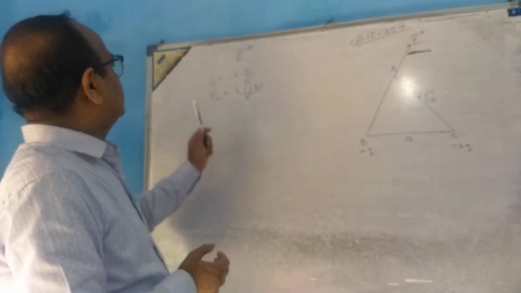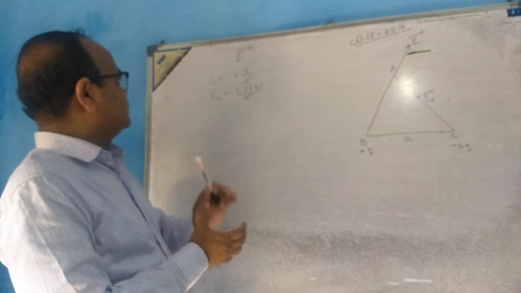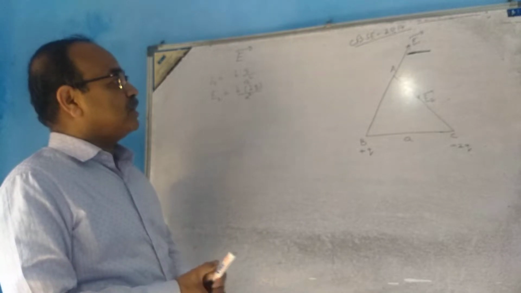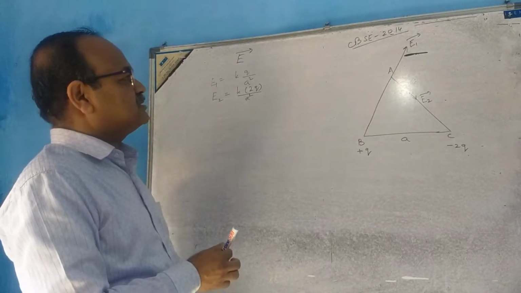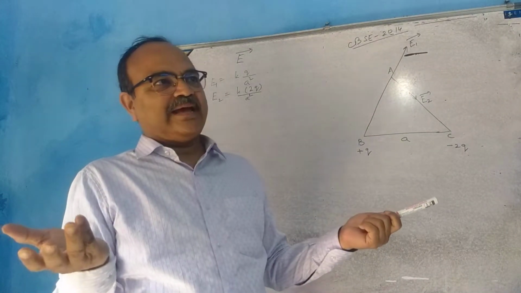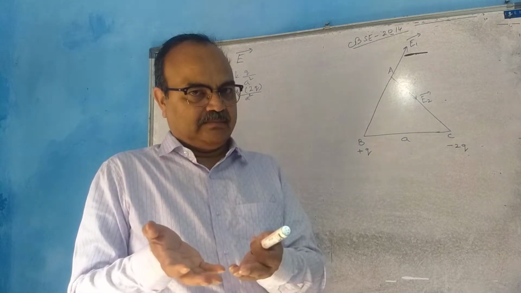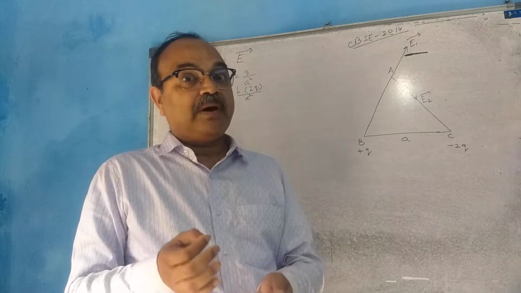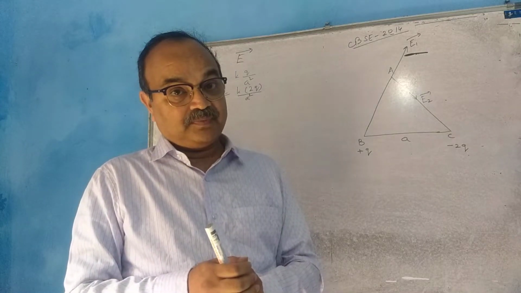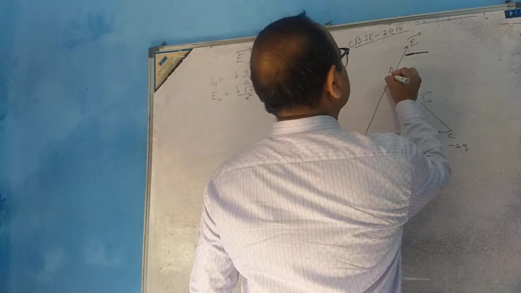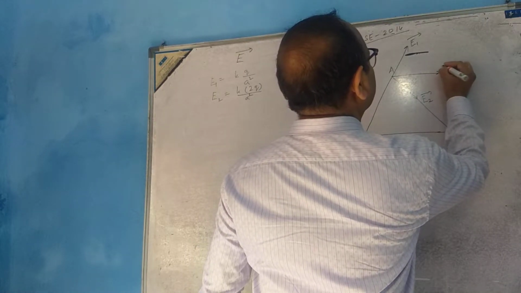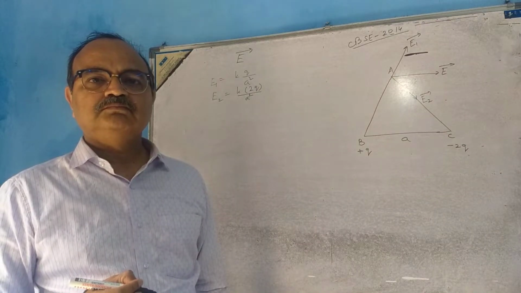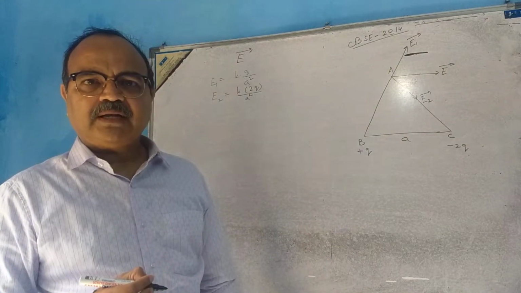Okay. What are we doing? Here these two. If I ask you what is the net field here, then obviously you can neither add nor subtract, because they are not acting along the same line. So what do we have to do? Parallelogram law of vectors. Let us suppose the net field is E vector.